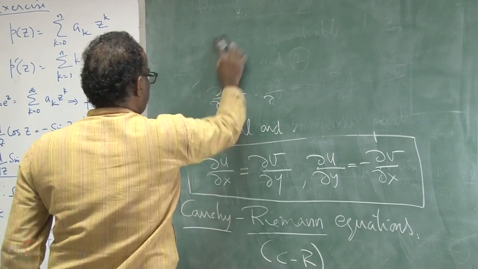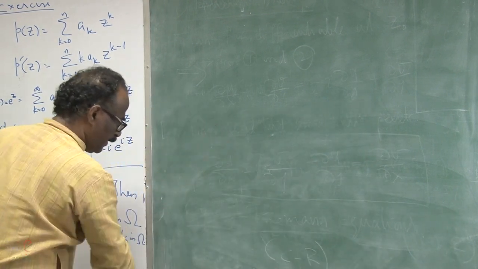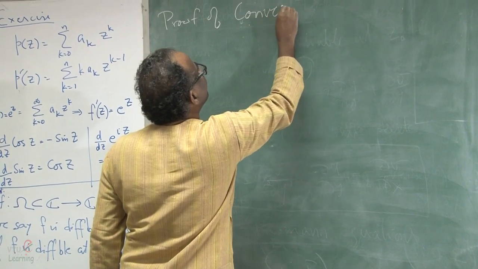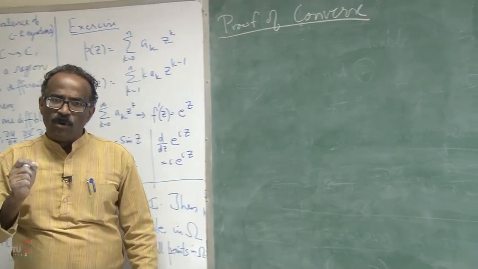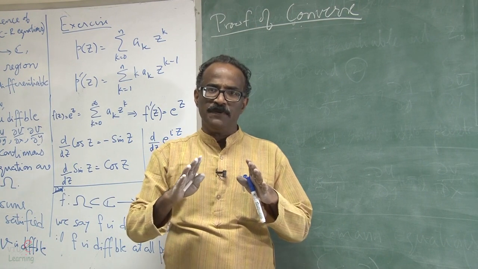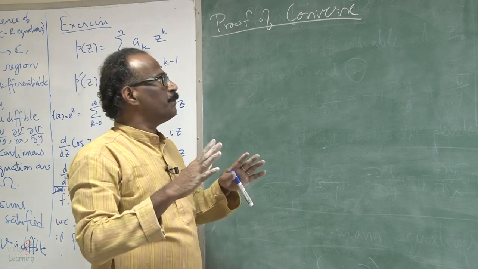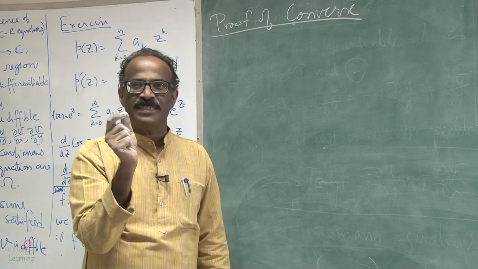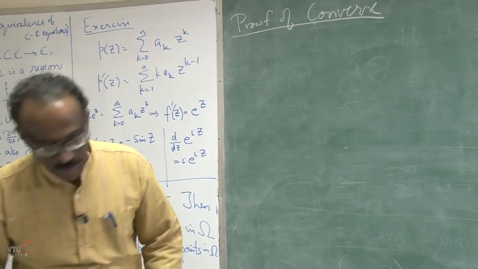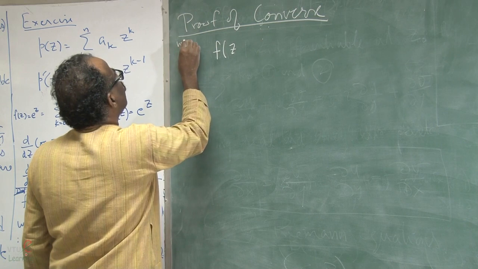As I said, the converse part of the proof involves a little delicate argument. Explaining those delicate arguments for this audience is a bit difficult. So we will more or less give a proof, but there are subtleties involved. Those subtleties you can understand when you become more and more mature. So that's what we want to do. So you want to prove the converse.